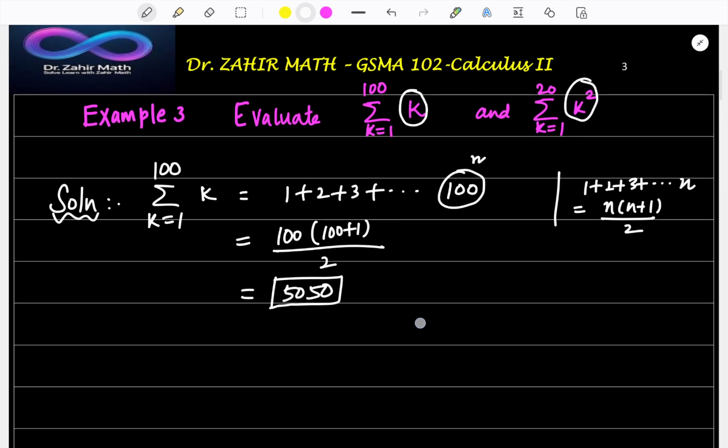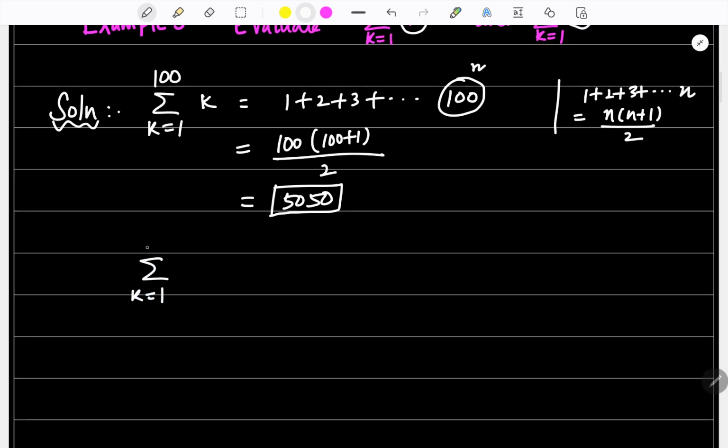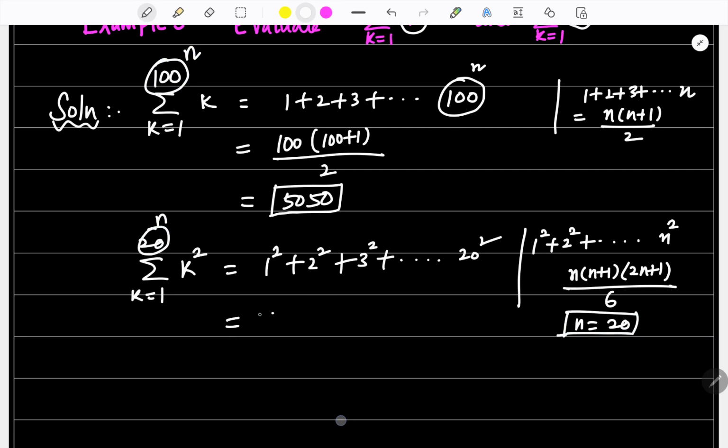So in the same question, we have one more also, which is k is equal to 1 to 20 of k square. So sigma k is equal to 1 to 20, which is k square, which is equal to 1 square plus 2 square plus 3 square plus so on up to 20 square. What's the formula? 1 square plus 2 square up to n square is n into n plus 1, 2n plus 1 divided by 6. So what is your n? N is equal to 20. So this is equal to n is 20, and then 20 plus 1 and 2 multiply by 20.